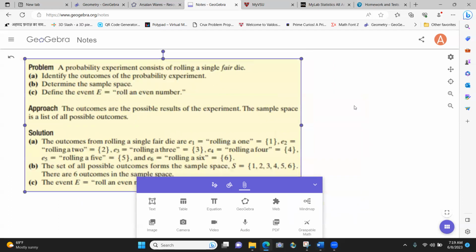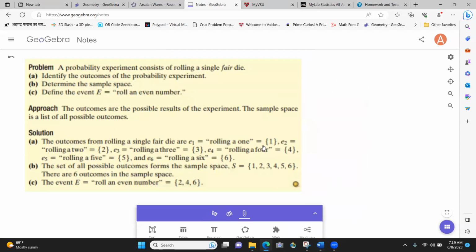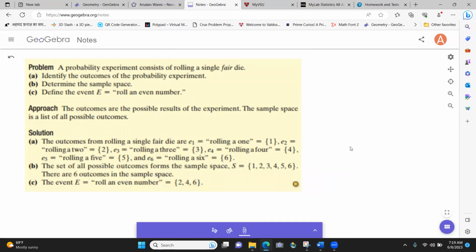Okay. So I'm going to go over it a little bit. I've given you these examples. A probability experiment consists of rolling a single fair die. What's a probability experiment? I know the word experiment sounds very fancy, like you're doing a physics experiment, but it's really throwing a coin and observing what side shows up. Rolling a die is another example of a probability experiment.